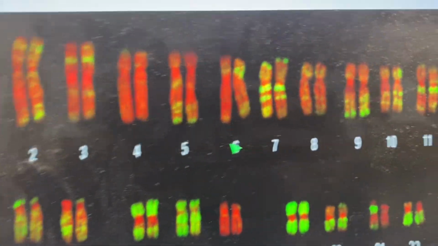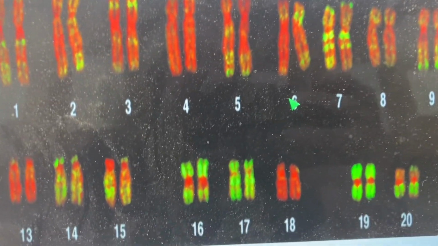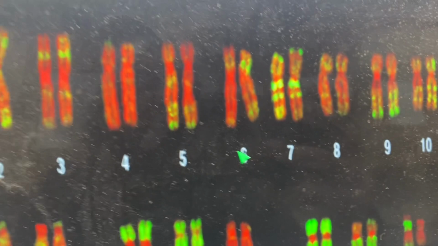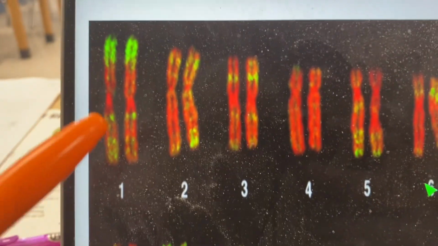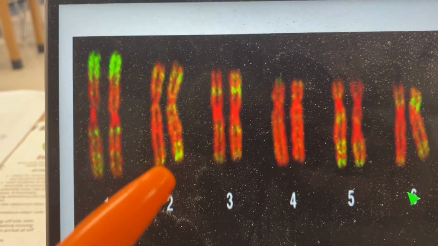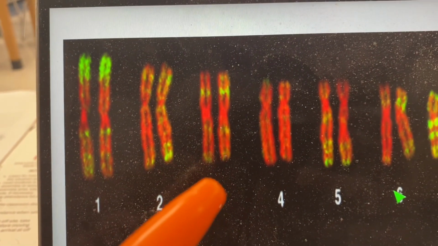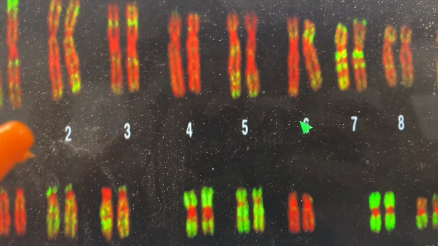Here's a picture of all the chromosomes. This is called the karyotype. And in truly creative scientific thinking, we name the chromosomes based on size. The biggest chromosome we name chromosome number 1. The second biggest we name chromosome number 2. The third biggest we name chromosome number 3, all the way down to the smallest ones.